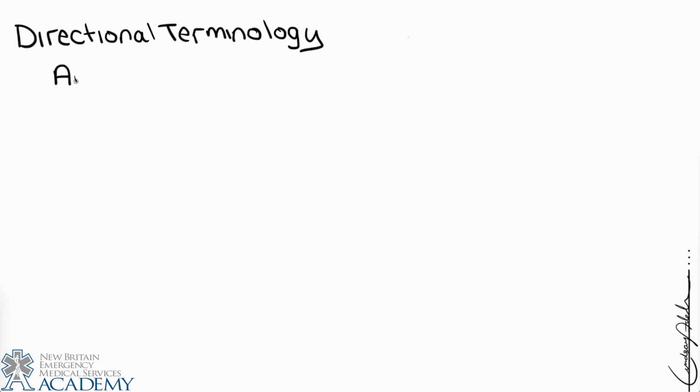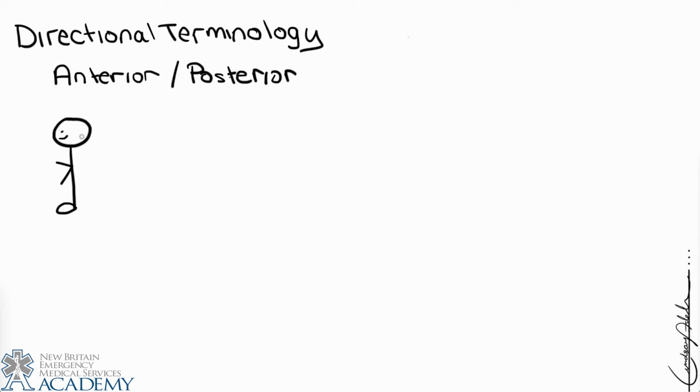All right, so the first one that they're going to mention is anterior versus posterior. So anterior refers to towards the front of the body, whereas posterior refers to towards the back of the body. So you have to sort of think of it in the context that I've drawn it, the stick figure.